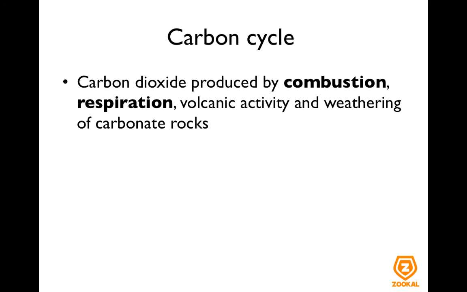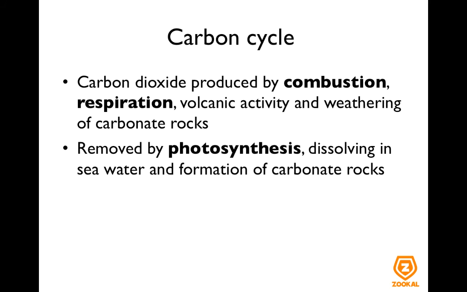Carbon dioxide is produced by combustion and respiration, volcanic activities, and weathering of carbonate rocks. And it can be removed by photosynthesis, dissolving in seawater, and formation of carbonate rocks. So the cycle of carbon is primarily regulated by the activities in bold. It's produced in combustion and respiration and is removed by photosynthesis. So this helps to maintain the levels of carbon dioxide in the atmosphere.